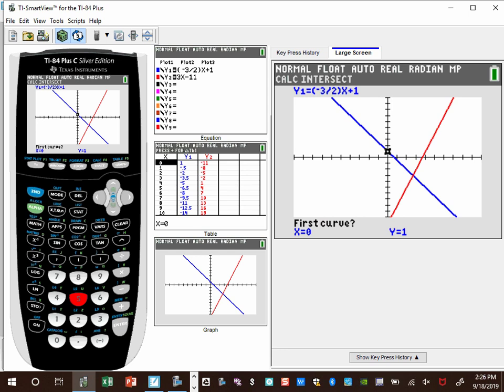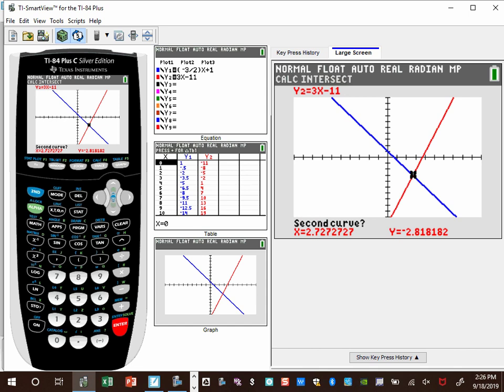You should have a little blinking bob guy. You see how it says first curve? That's your calculator trying to guess right now. I like to get my blinking bob guy right on top of my intersection, or at least close to it. 2.7 and negative 3. We're going to hit enter.